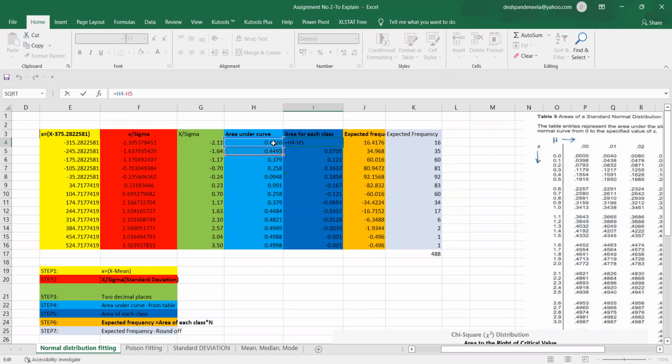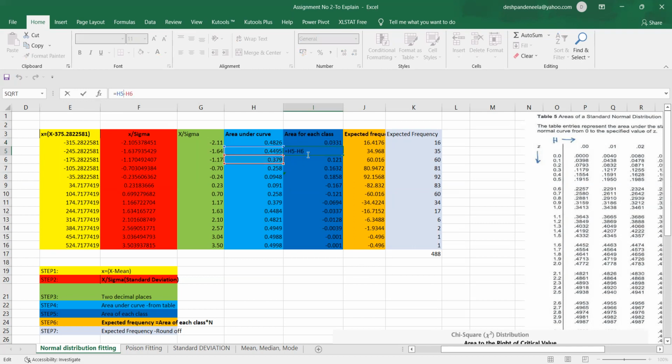Okay. Now you have to subtract this when you have a negative sign for x divided by sigma. So as you can see here, for this particular area of class, how did I get this value, 0.0331? That is 0.4826 minus 0.4495. So that's how it is. Now let me go next. How will I get 0.0705? 0.4495 minus 0.379. Yes. I hope you know how to do this particular operation in Excel.